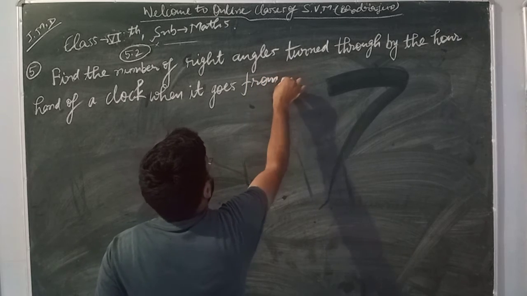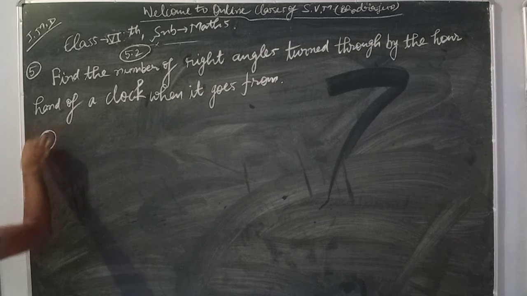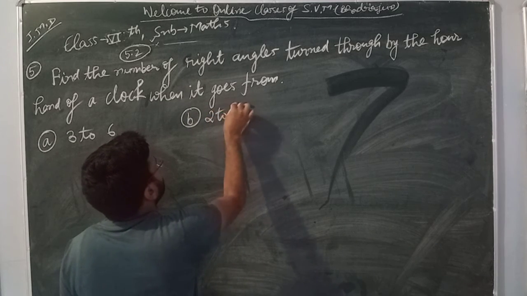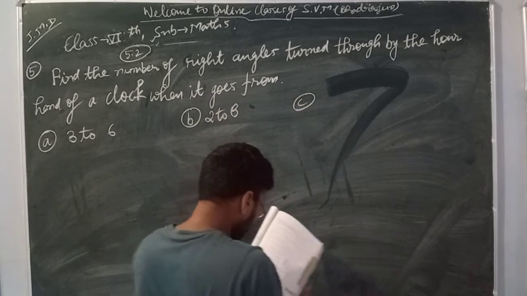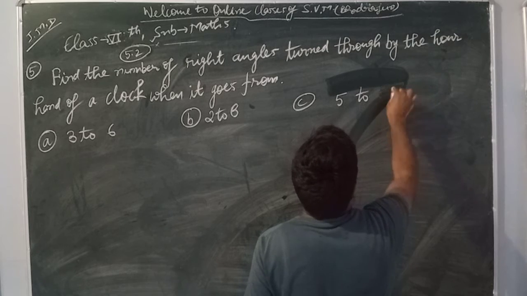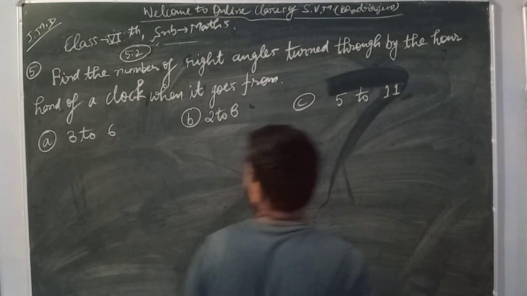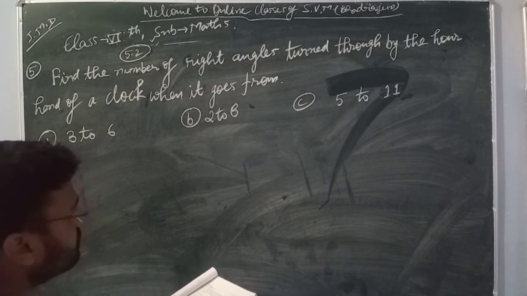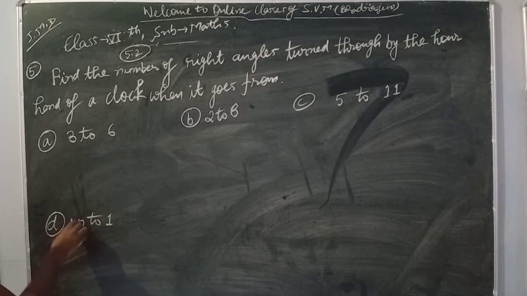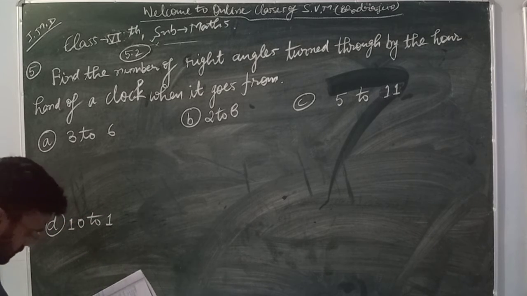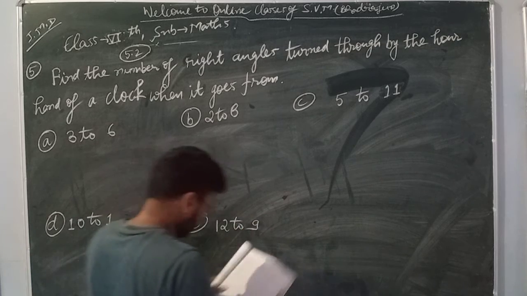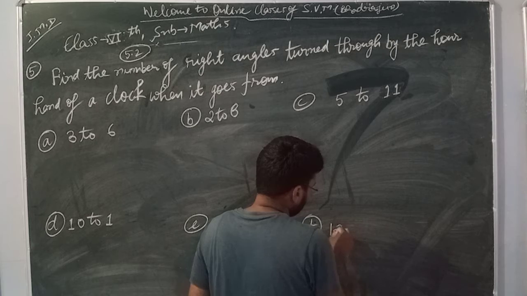A is 3 to 6, B is 2 to 8, C is 5 to 11, D is 10 to 1, E is 12 to 9, and F is 12 to 6.